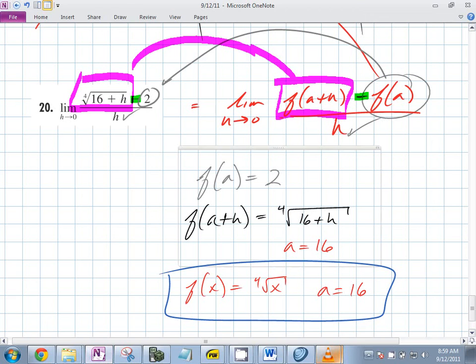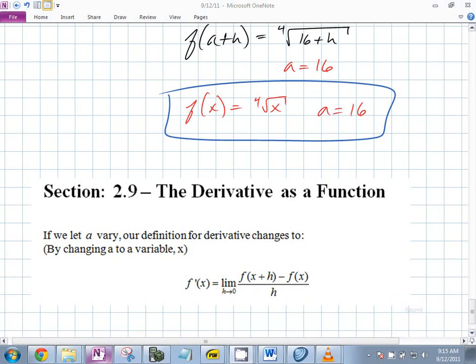Which is functionally equivalent to what we're about to do, which is if we let a vary, our definition for derivative changes to the limit as h goes to 0 of f of x plus h minus f of x over h. So that is the derivative at what x value? At x, exactly. All we're doing is changing a to x, from a constant to a variable. Is that nice?